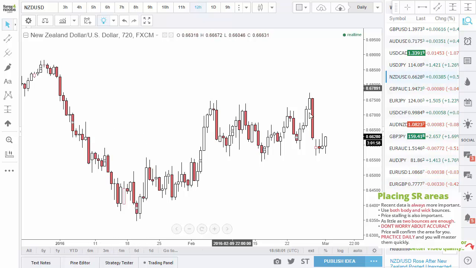Do I have a minimum distance between support resistance areas? No, I just place them wherever I see them. If support resistance areas are close together, then I just don't trade in that area. There's no minimum distance. There can't be a minimum distance because that just doesn't make any sense.